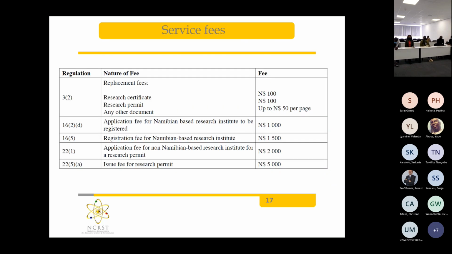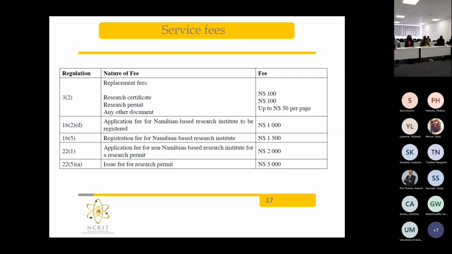I think the last bit are the fees, which I was referring to. So for Namibian-based research institutes, for the certificate, if it is a private entity, like IUM, it's a private university. So for them to receive a certificate to be registered, they pay that 1,000 application fee, and upon the approval and issuance of the certificate, they then pay the 1.5, so a total of 2.5. So for public institutes, it's free of charge.